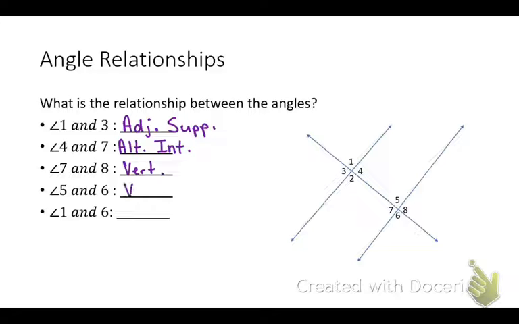They are vertical. Very good. And Michael, what did you get for angles 1 and 6? Okay. They are alternate exterior. Very good. Alternate exterior. Okay. All right. So just describing those angle relationships. Good job on that.